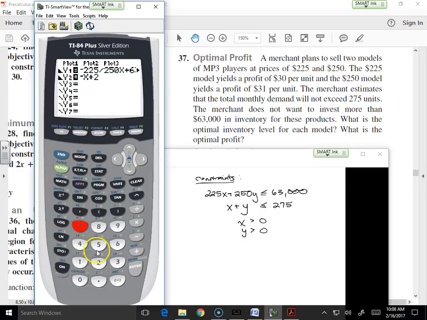So you guys see how I'm using my calculator to save me a lot of time to get these graphs? Let's go ahead and get our graph. What do you think our window is going to be? 63,000 divided by 250. Can anybody divide 63,000 by 250? How high do I have to go for that intercept? I'm thinking like 1,000, but I might be a little bit off.